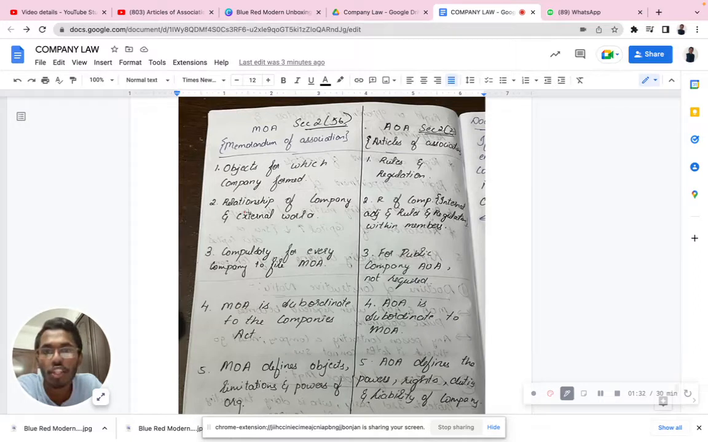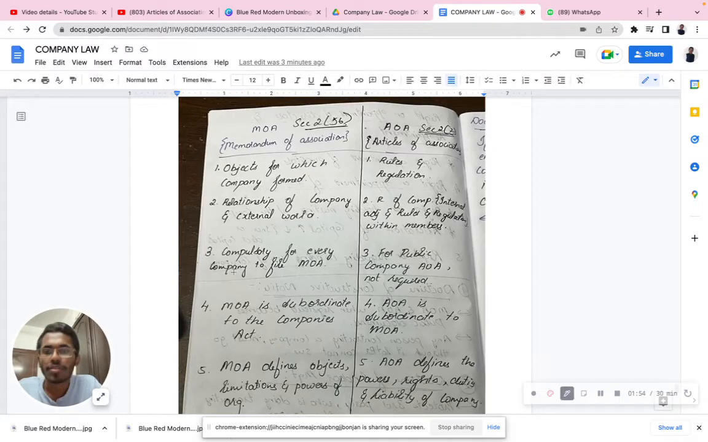So guys, the relationship of a company and the external world. If you have watched my previous video and understood MOA properly, what I've explained before, then this difference is like a cakewalk for you. So the Memorandum of Association is basically showing the relationship of the company and the external world, whereas the Articles of Association is a relationship of a company with its own members. Okay, that is basically reflected over here.